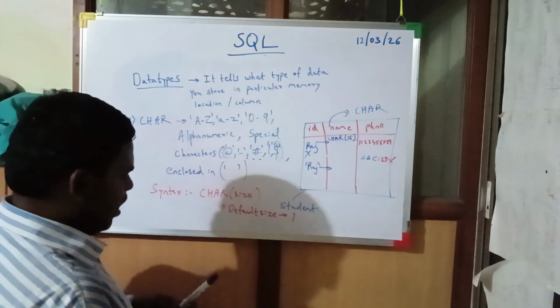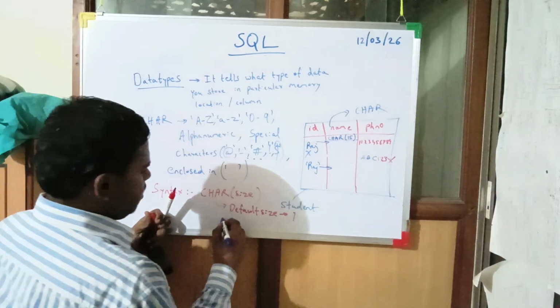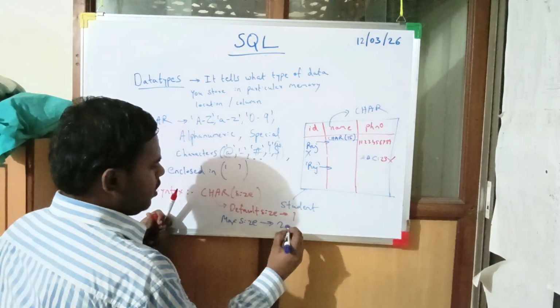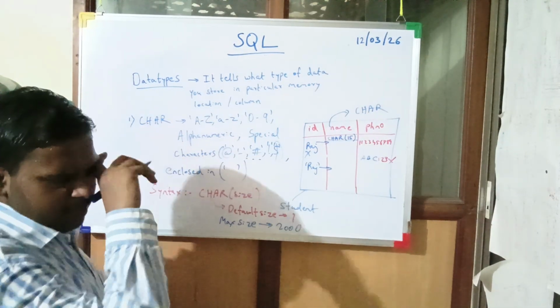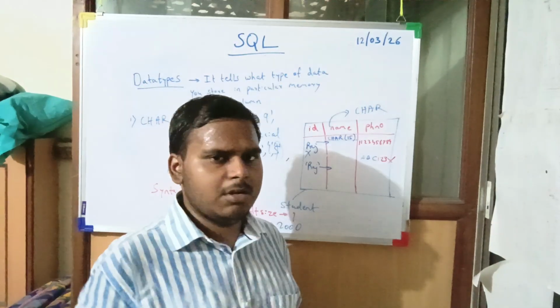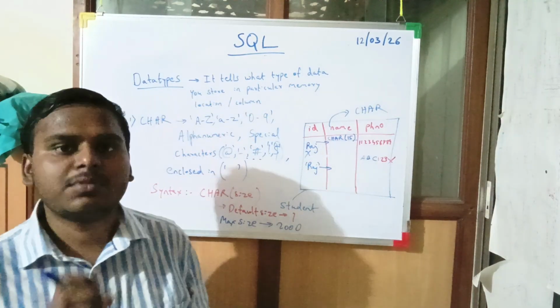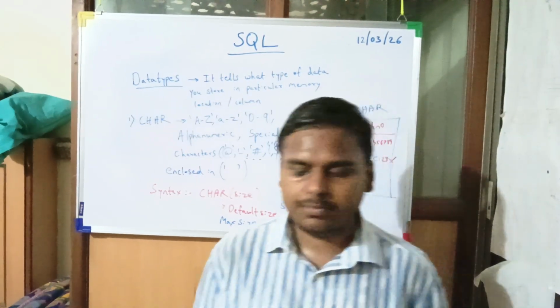But the maximum size of char is 2000 characters. Okay, so the minimum default size is 1. Minimum size is 1, but the maximum size is how much? 2000. So it will accept 2000 characters.